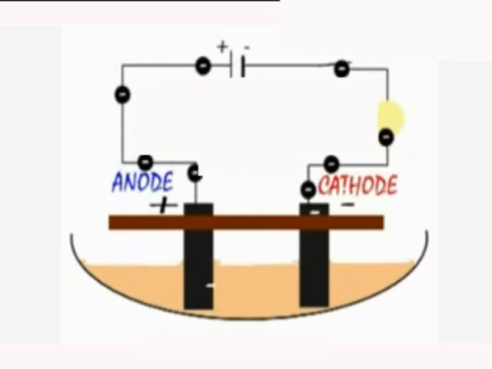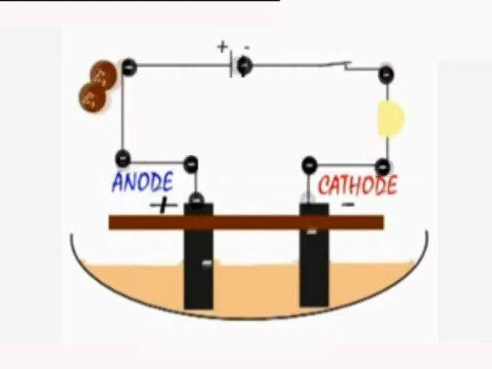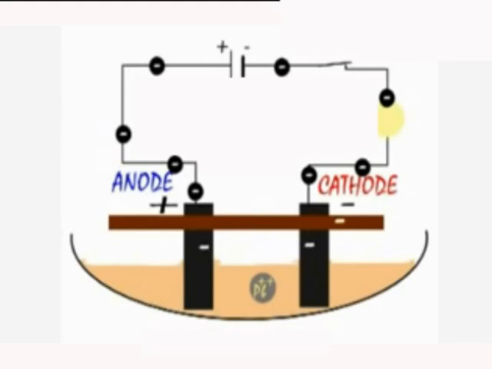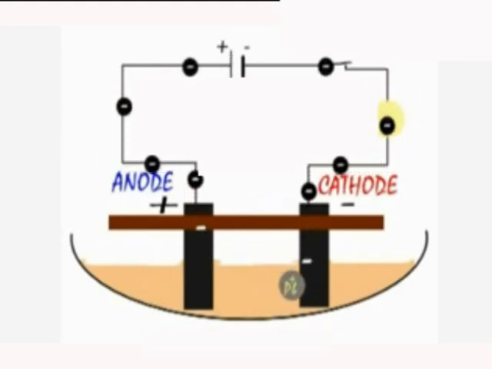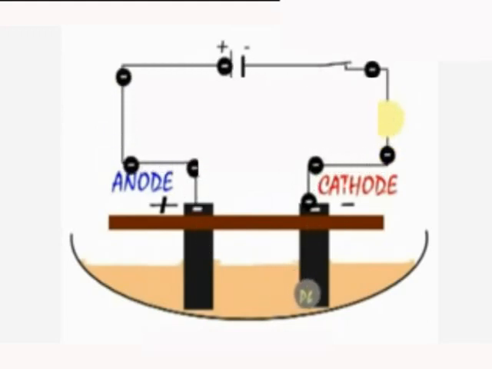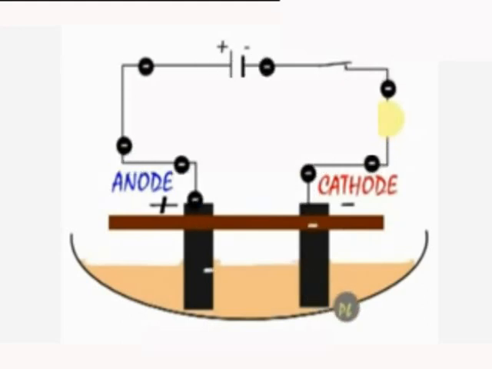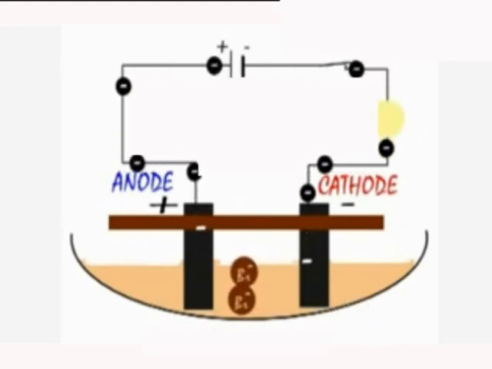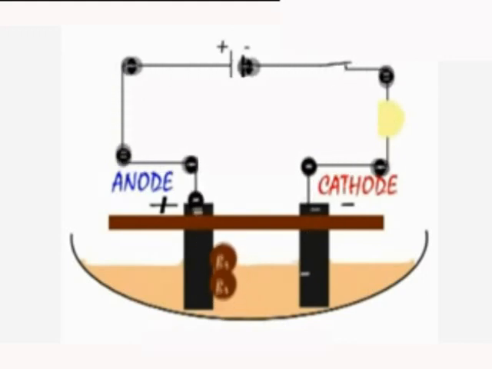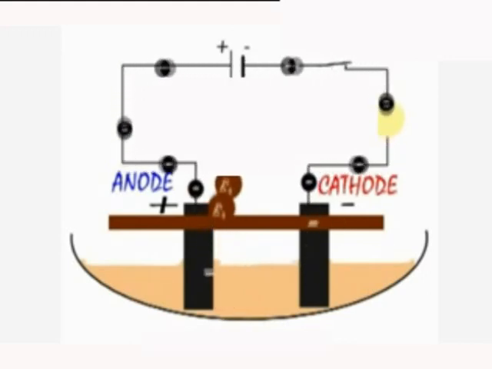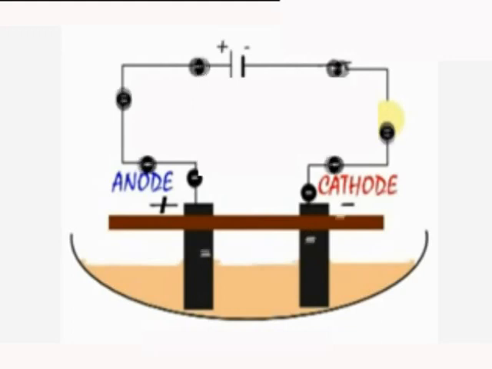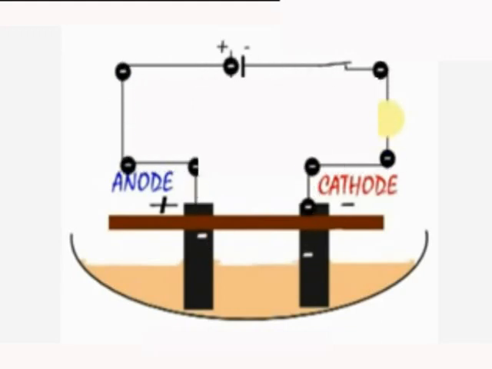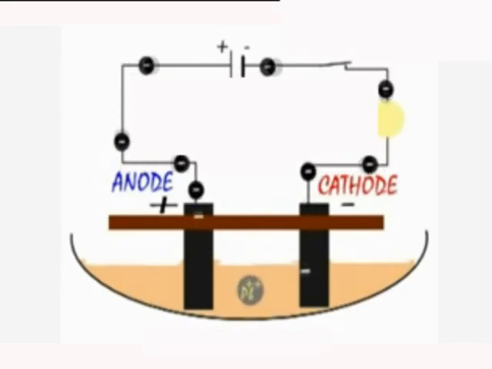We said that in molten state, lead-2 bromide dissociates into lead and bromide ions. At the anode, bromide ions are oxidized to bromine gas, and at the cathode, lead ions are reduced to lead metal. Overall, we said that both oxidation and reduction reactions occur, and we called this a redox reaction.